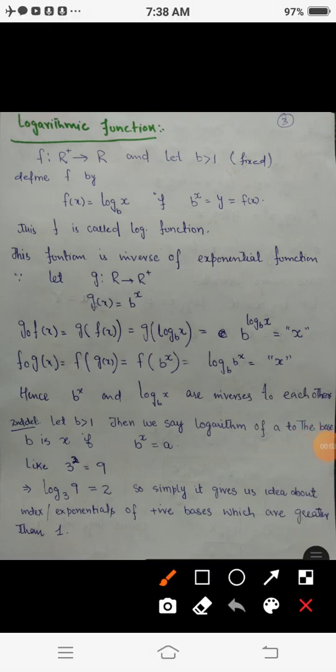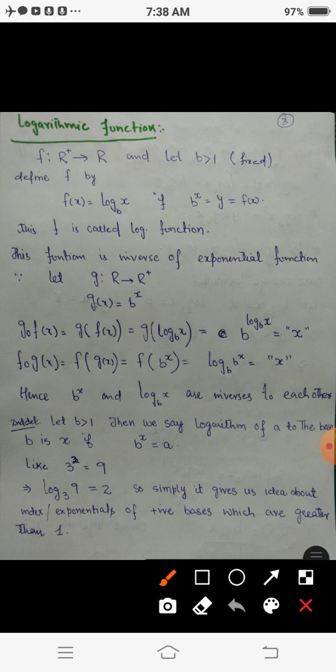Dear students, in the previous lecture we discussed the exponential function, and you know that the exponential function defined by b^x, where b is greater than 1, is a one-one onto function, which means it is an invertible function. Now when it is invertible, this means that its inverse exists from R+ to R.